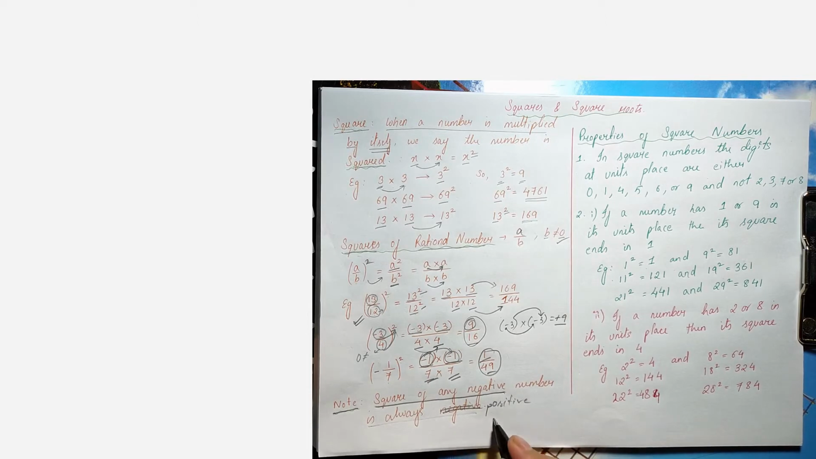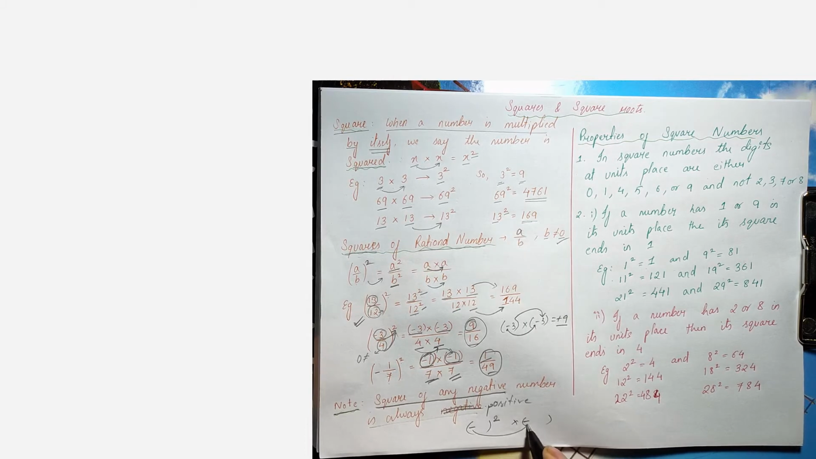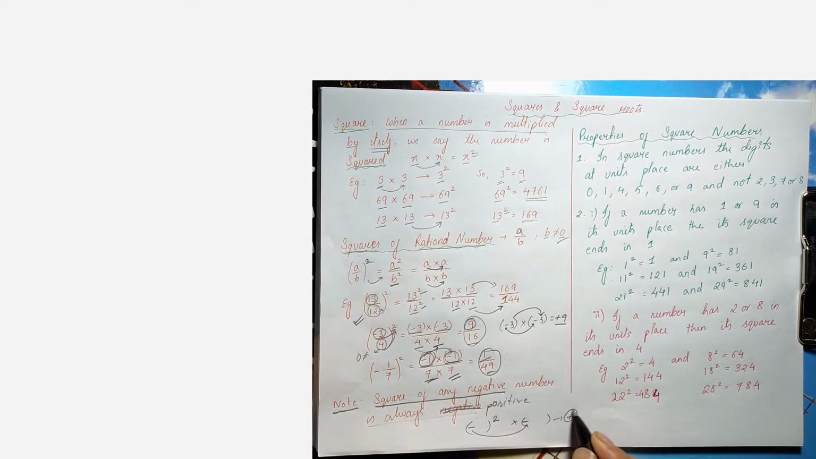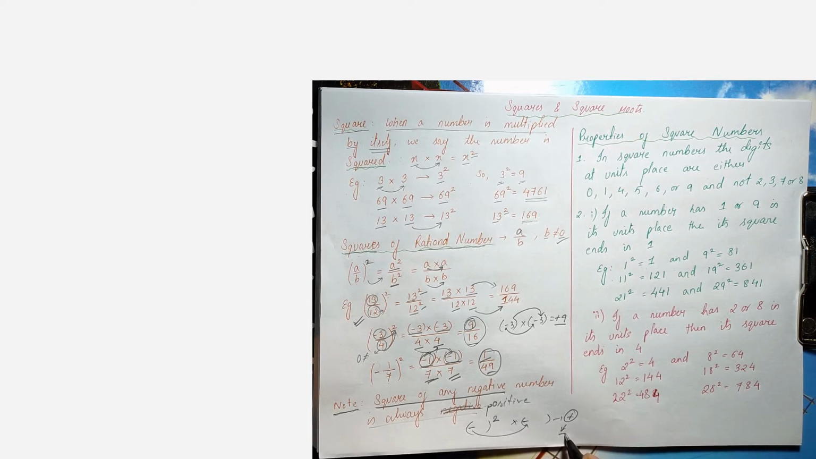Okay, so if you square any number, it will be positive, because if it has a minus sign, then you will have to multiply it with itself, that is minus sign again, and we all know minus minus is always plus. So in no condition you will get this to be negative. Hence, the square of any negative number is always positive.